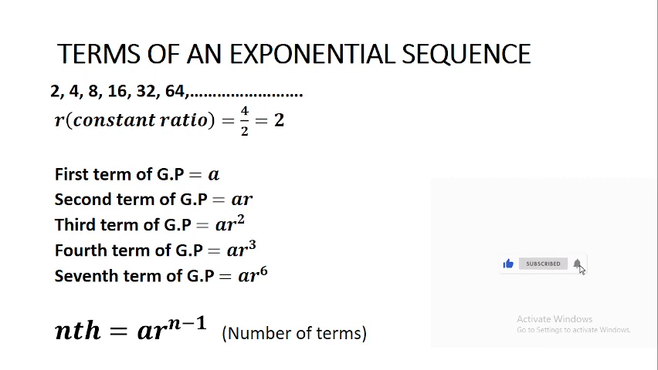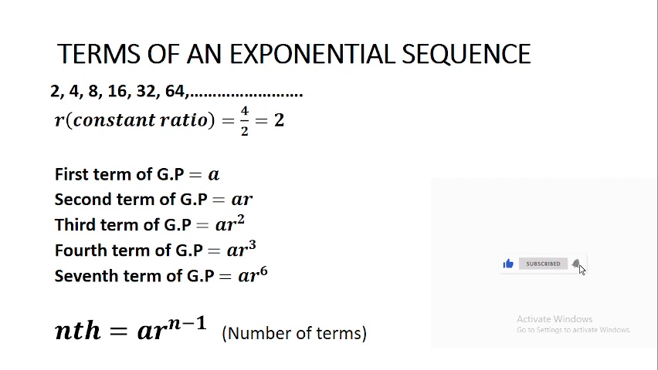Or you can play with this thing. What is the 30th term of a GP? It is AR raised to power 29. What is the 17th term of a GP? It is AR raised to power 16. What is the 100th term of a GP? It is AR raised to power 99. So it's the same pattern as that of AP.